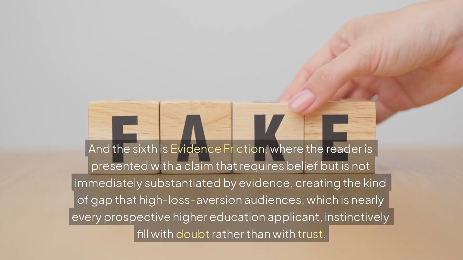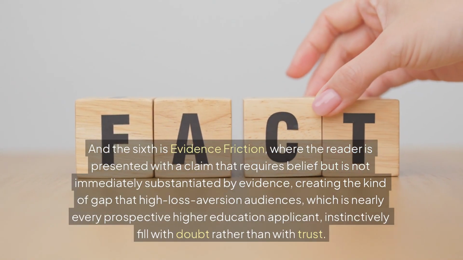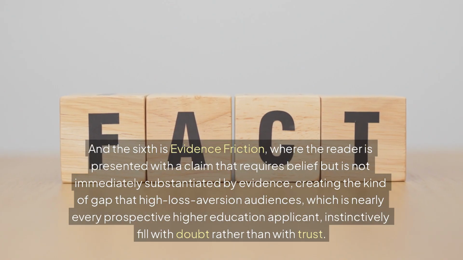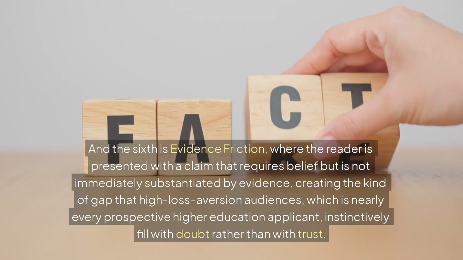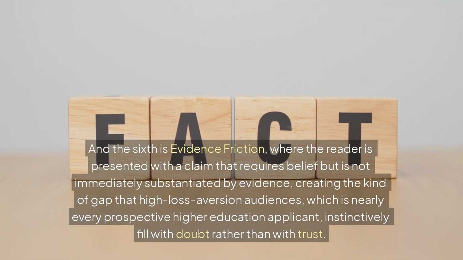And the sixth is evidence friction, where the reader is presented with a claim that requires belief but is not immediately substantiated by evidence, creating the kind of gap that high-loss aversion audiences, which is nearly every prospective higher education applicant, instinctively fill with doubt rather than with trust.